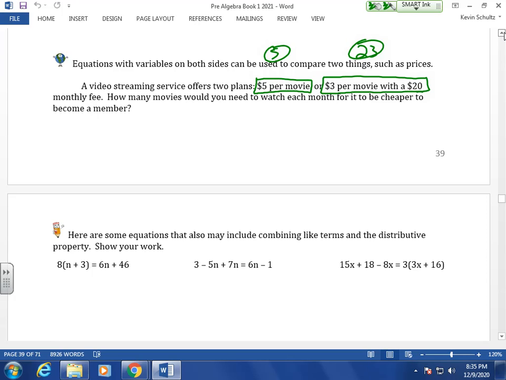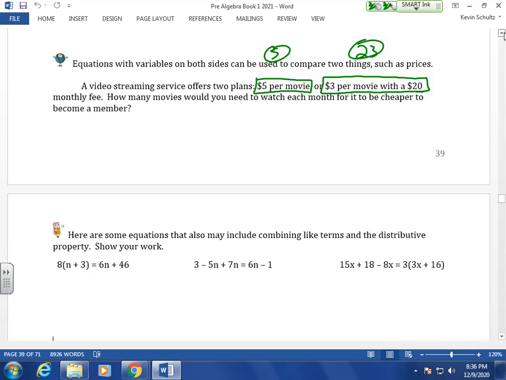But what if you watch 8 movies per month or 15 movies per month, right? At what point, how many movies do you need to watch each month for it to be cheaper to become a member? At what point does that scale tip? Those of you that usually get summer passes to Valley Fair, if you buy a summer pass and go one time, well, you lost money, right? If you buy a summer pass and go 20 times, well, hey, there you go. That's a pretty good deal there, okay? So what we're going to do is set up an equation with variables on both sides in order to solve it here.